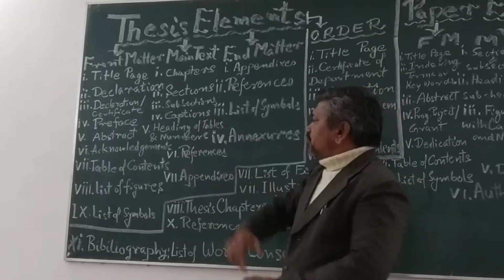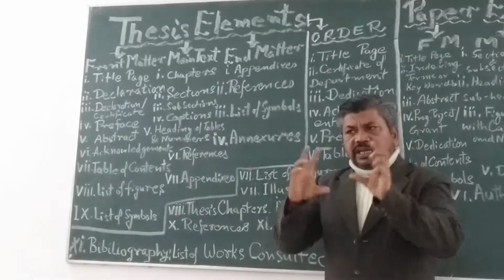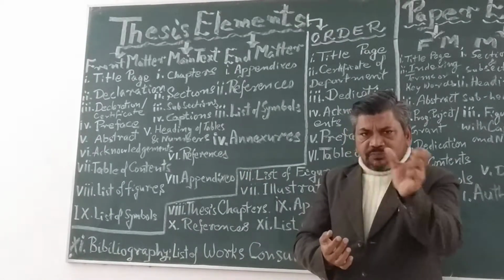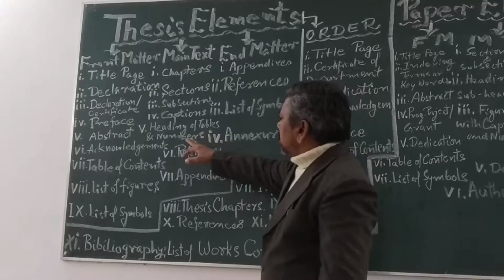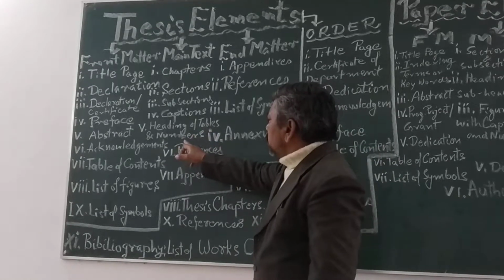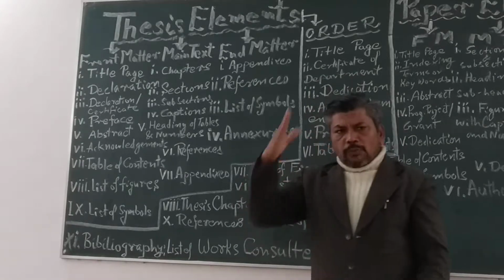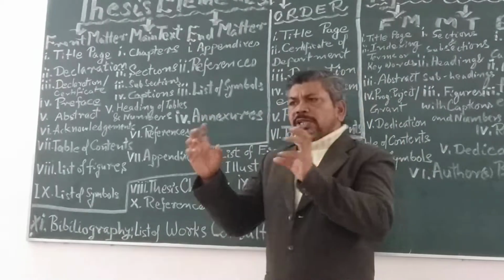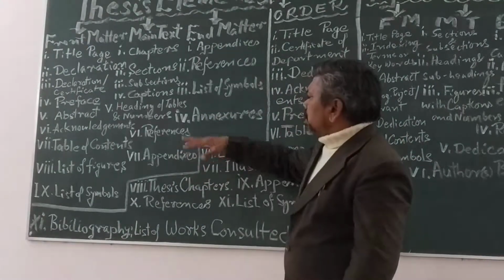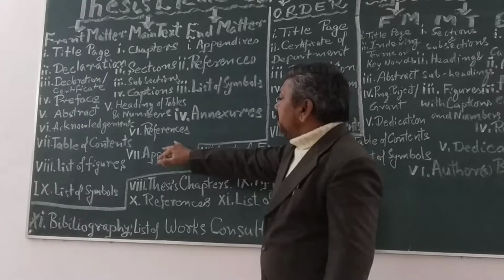Then there is the caption. For any figure or any table, what kind of caption, what should be the title of that? That must be mentioned clearly. Headings of tables and numbers: how many tables are used, how much data is mentioned there? That must be in serial order. It should be clearly mentioned. It should not be vague.